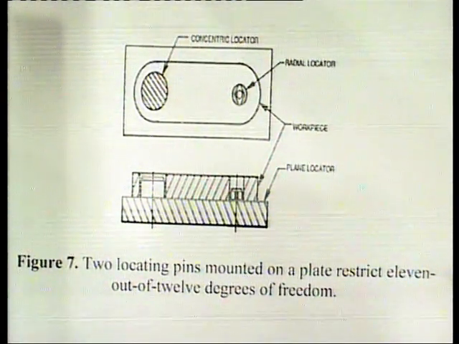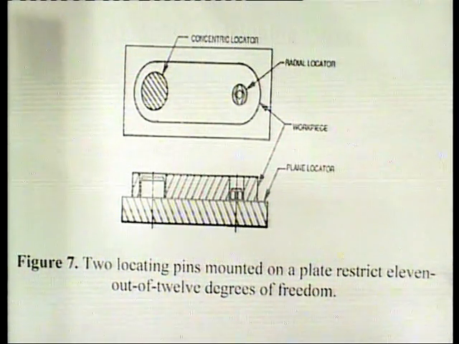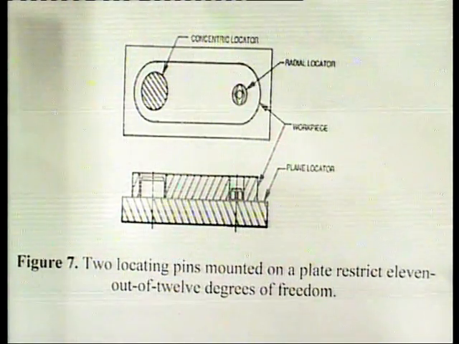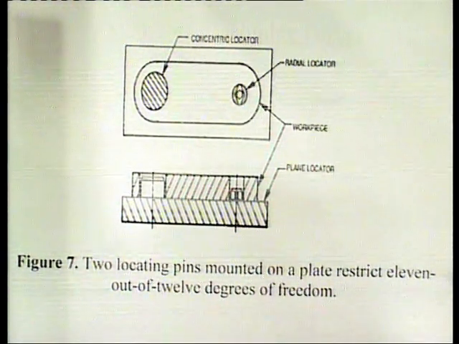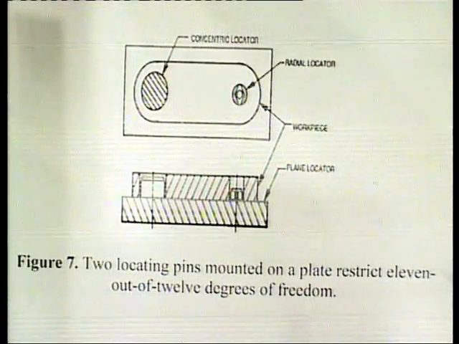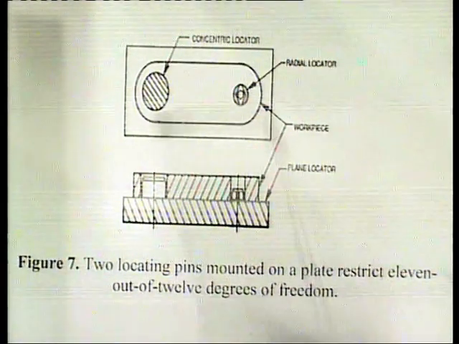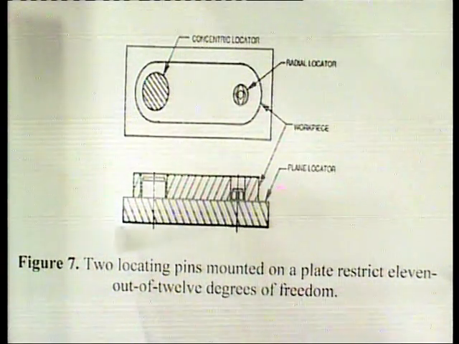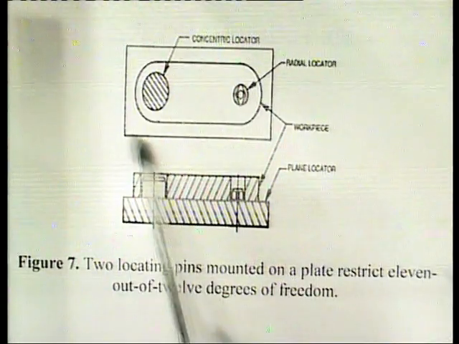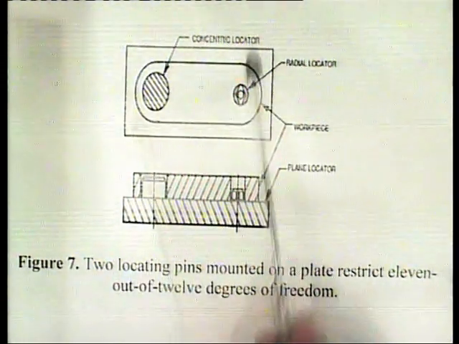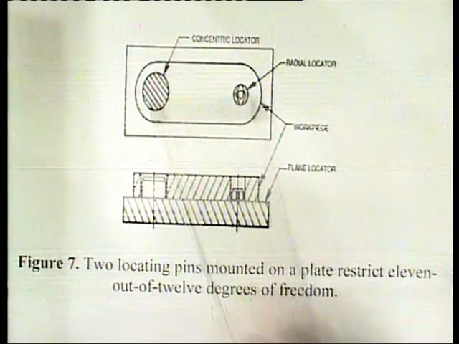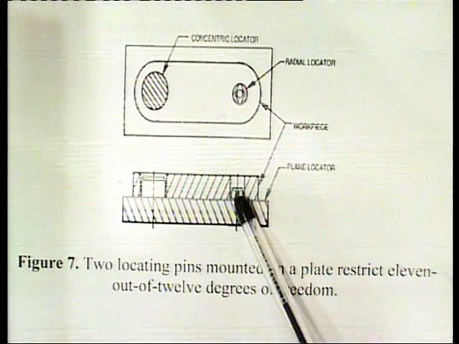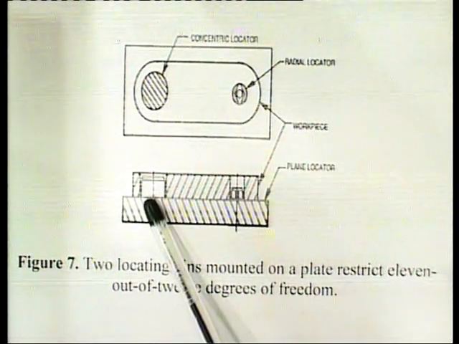So here in this figure 7, the two locating pins mounted on a plate restrict 11 out of 12 degrees of freedom. We can see in this arrangement the workpiece from the front view, and this is the plane locator. This is the concentric locator, and this is the radial locator. From the front view, you can see the radial locator and concentric locator.